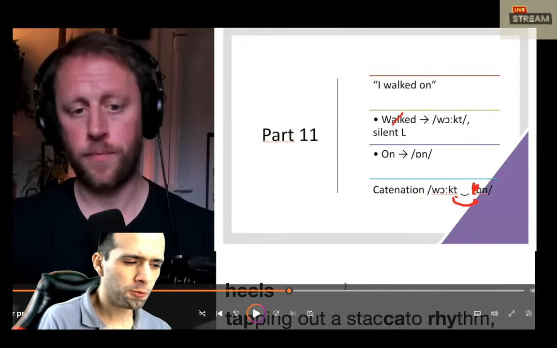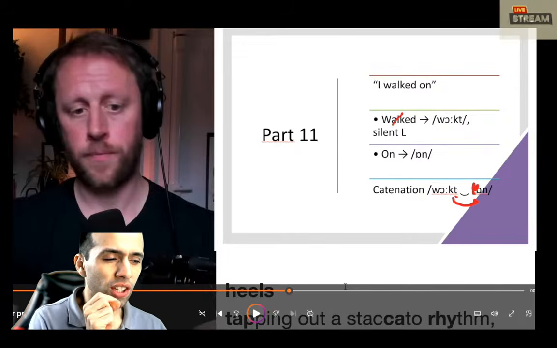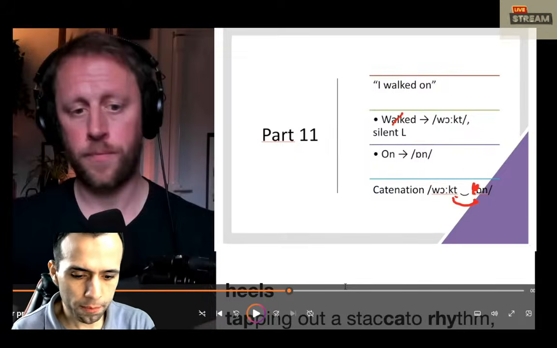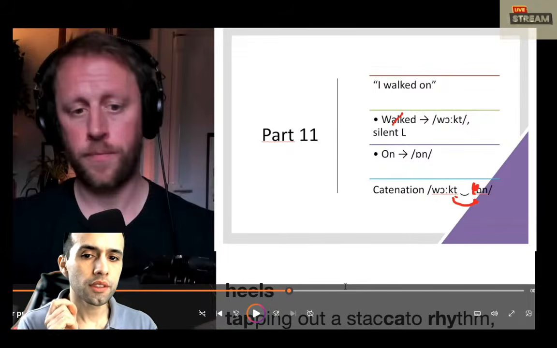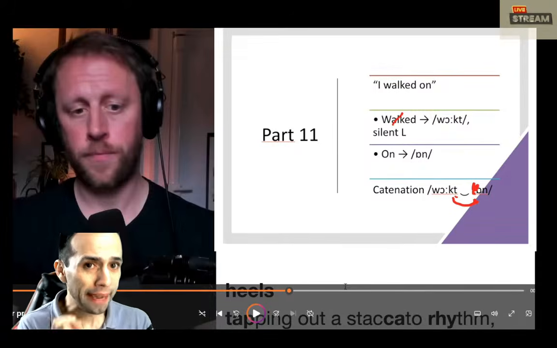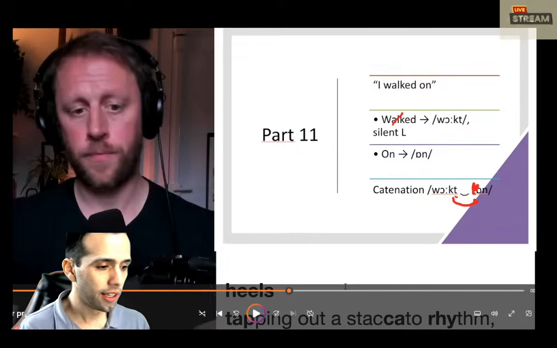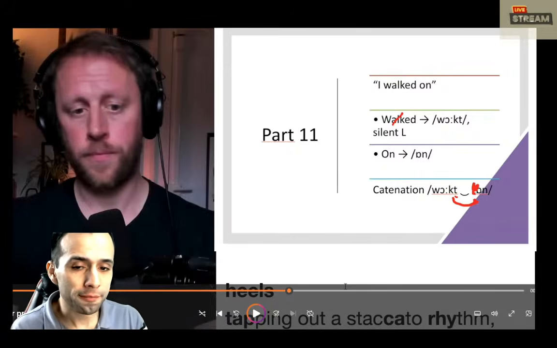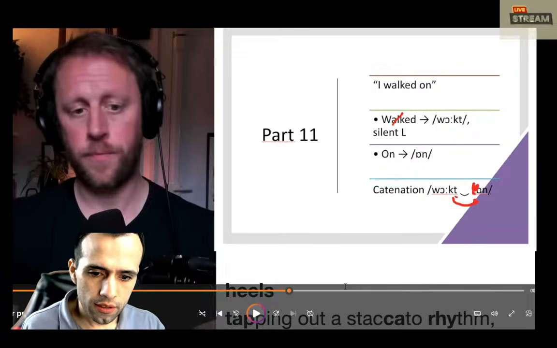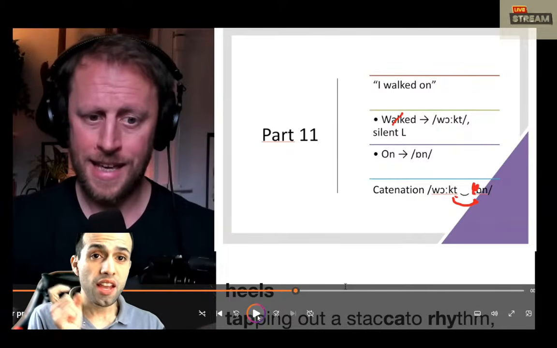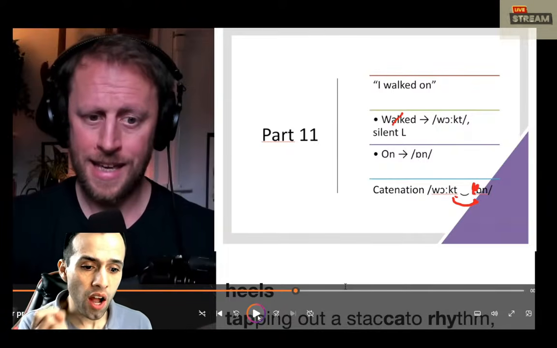But in American English, you wouldn't hear on like this. Let me give you this specific example. On, that's British English. You might hear on in American English, depending on the accent, of course, but most often you'll hear on. Heels tapping out a staccato rhythm.